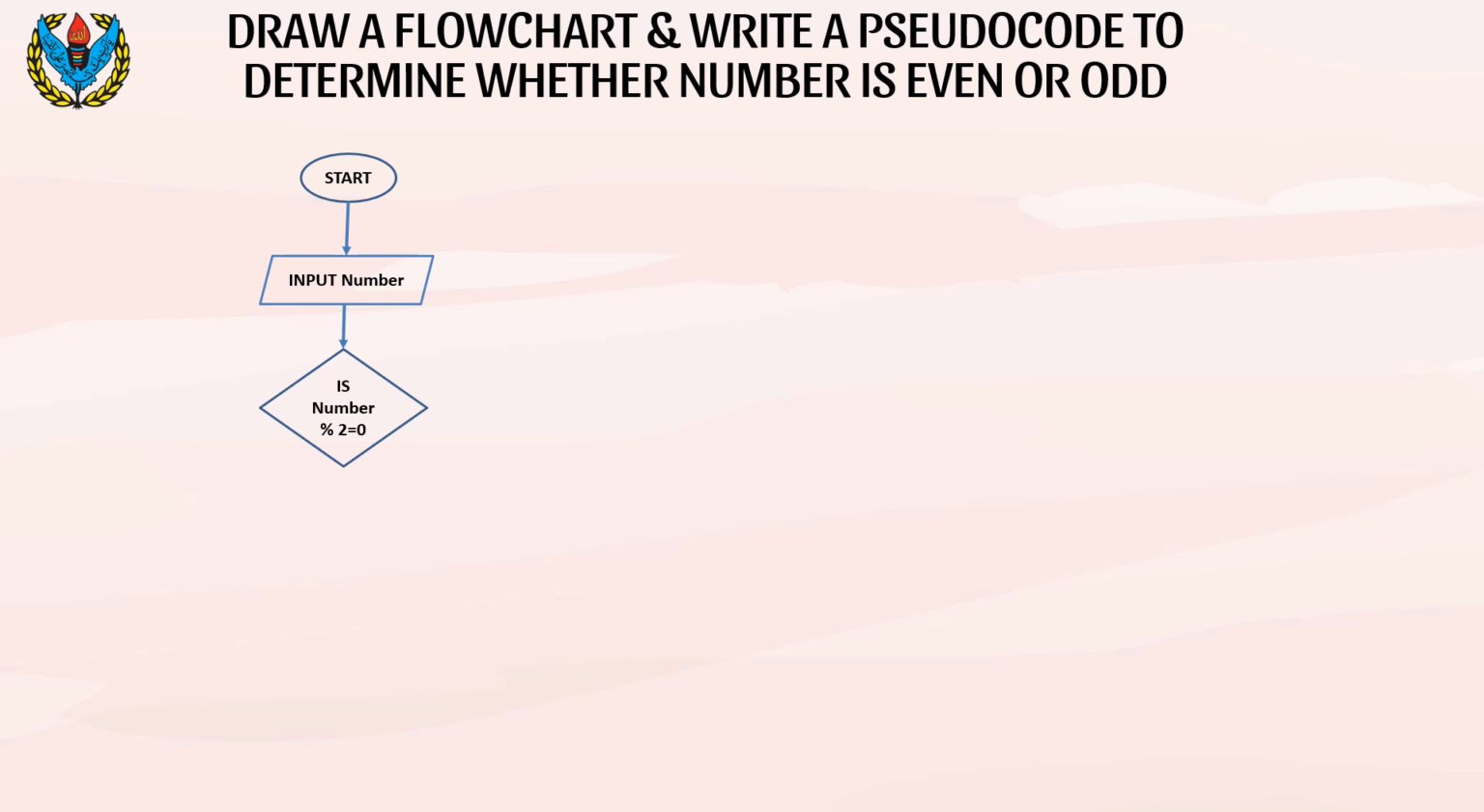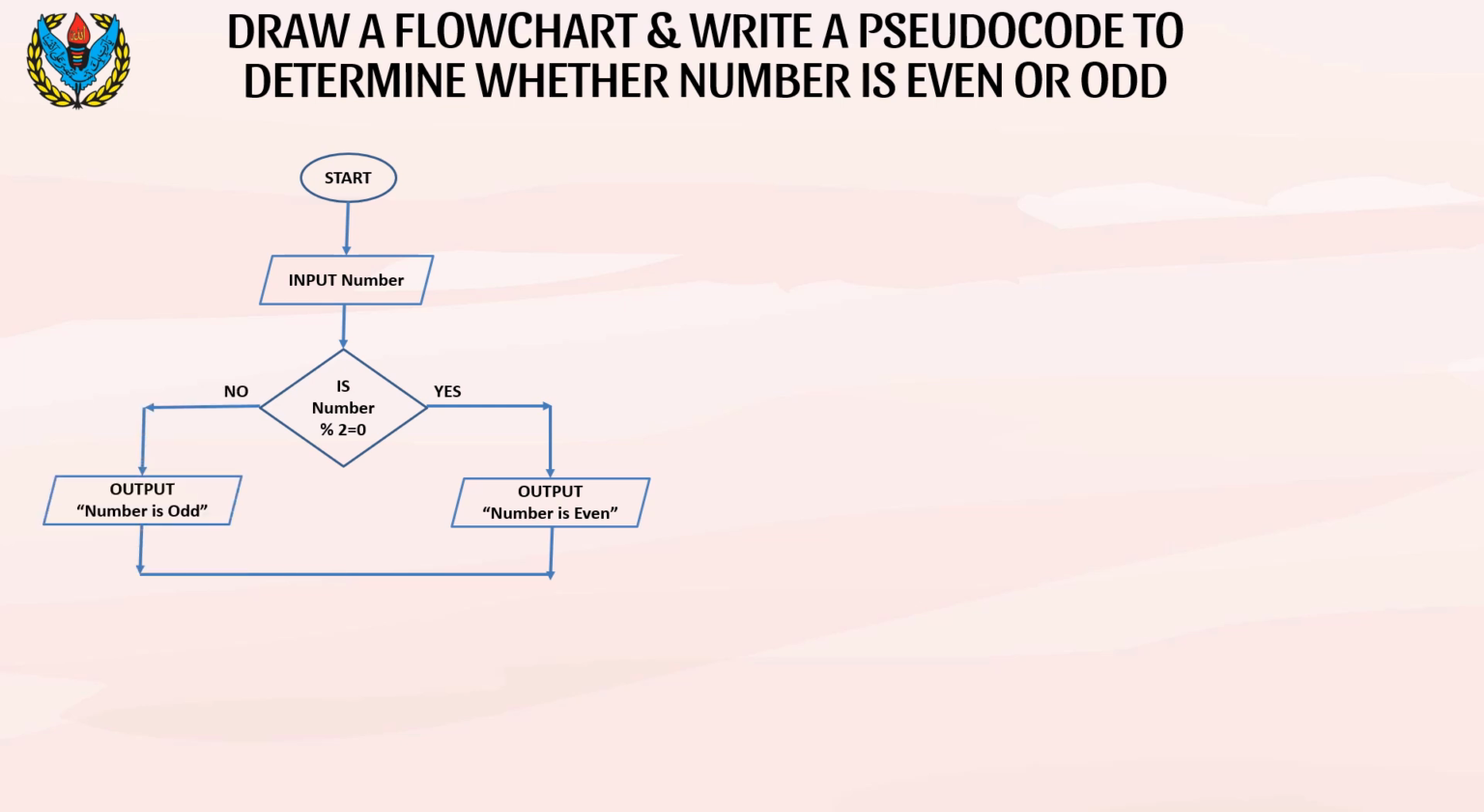If the condition is true, we follow the yes path and display number is even in our output symbol. If the condition is false, we follow the no path and display number is odd in our output symbol. Finally, both paths lead us back to the symbol end. This flowchart clearly shows how the program makes its decision.